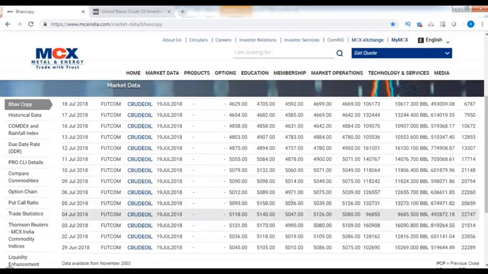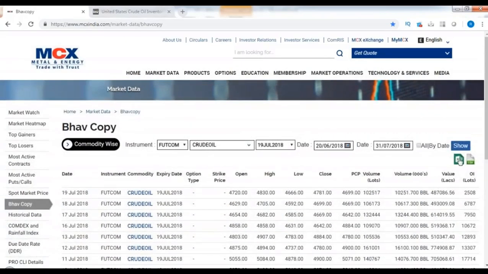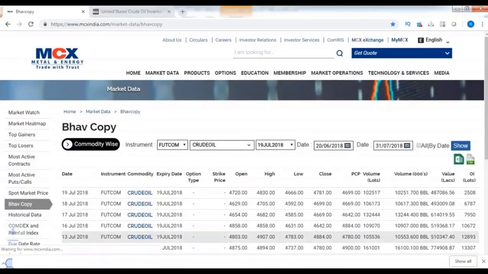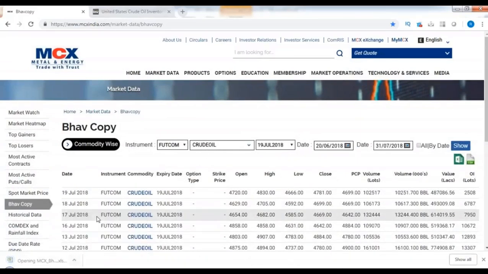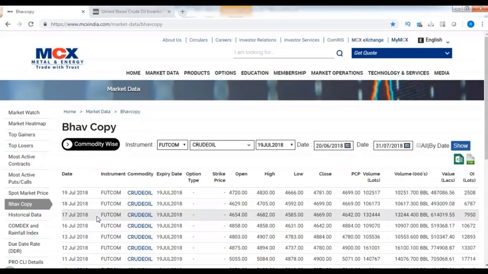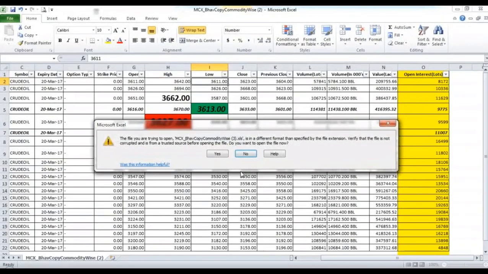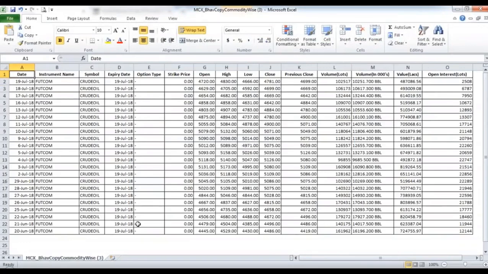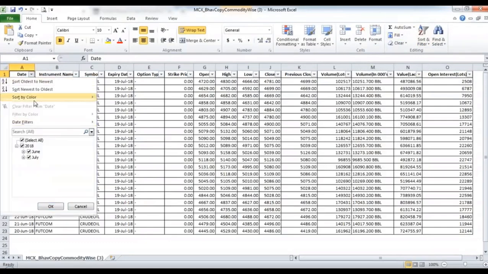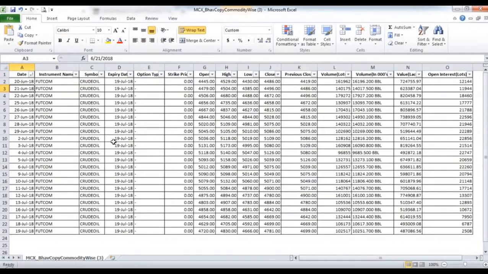July 2018, and the contract is 19 July 2018. So let's download this. Okay, let's open it now. So this is the data, right? Now let me put a filter and reverse the data. Okay, so 20th of June onwards, this contract started working. Now 20th of June 2018.